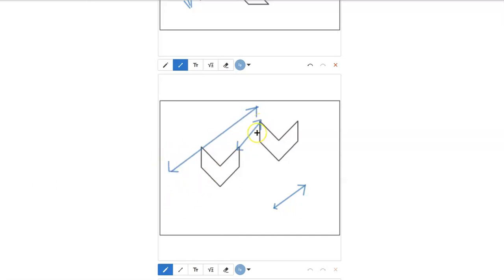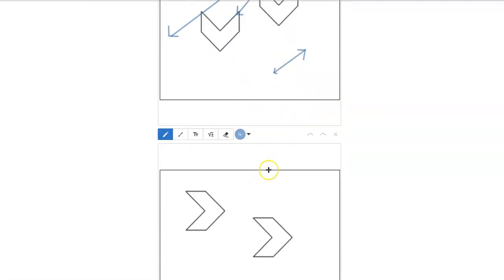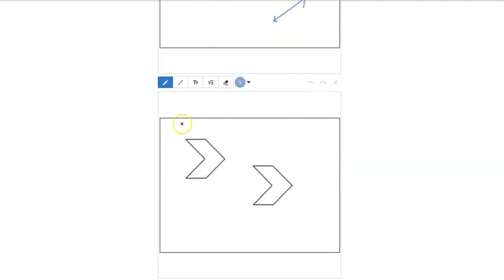So just think about the point that it would drag. Here's another one. Same thing. So your vector is going to go from here to here. So that one's a little bit longer.